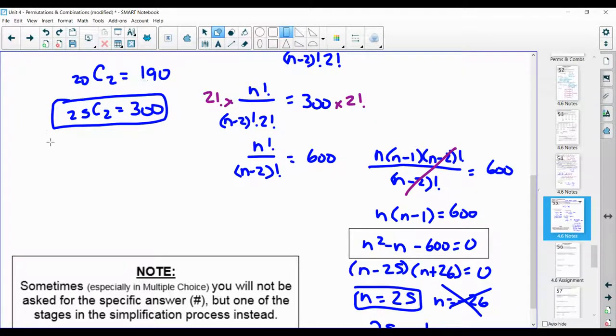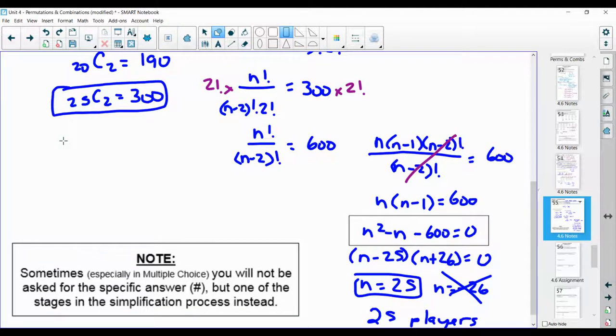So guess and check is great to get your answer, but we have to know how to do the algebra as well. All right, so those are all the questions for today.